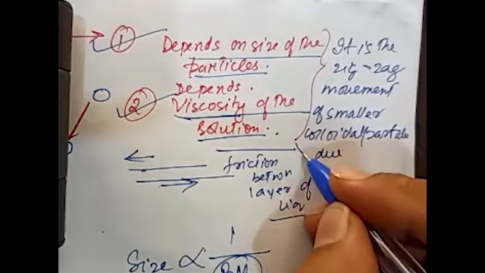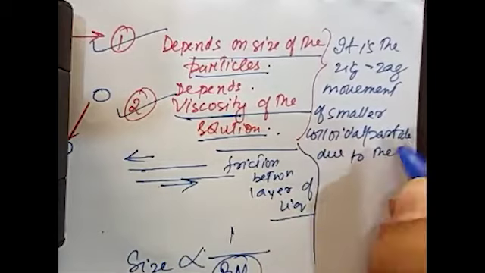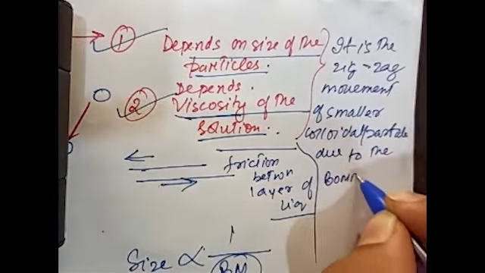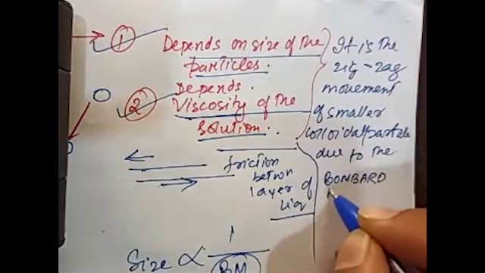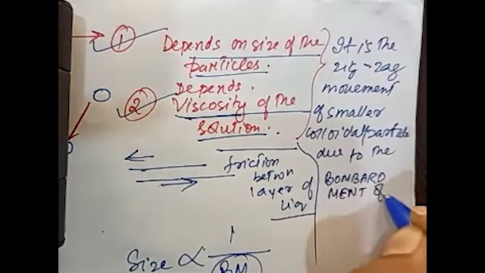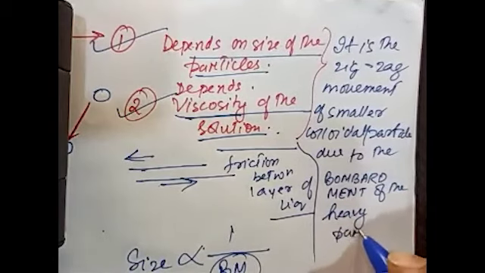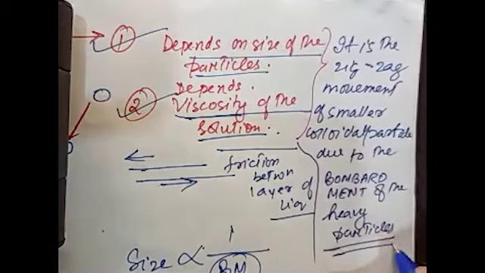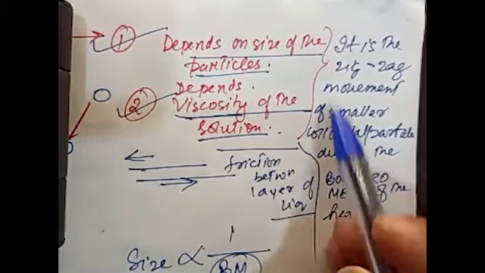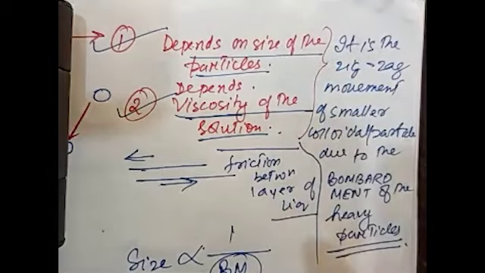due to the bombardment of the heavy particles. So this is the main important point. What is a Brownian movement? It is mostly asked. So you can write on your own. Try to understand, write it.